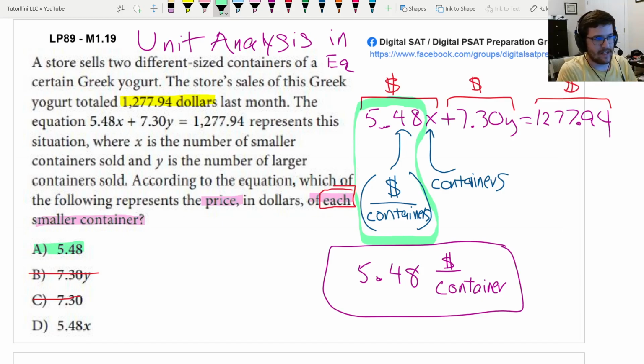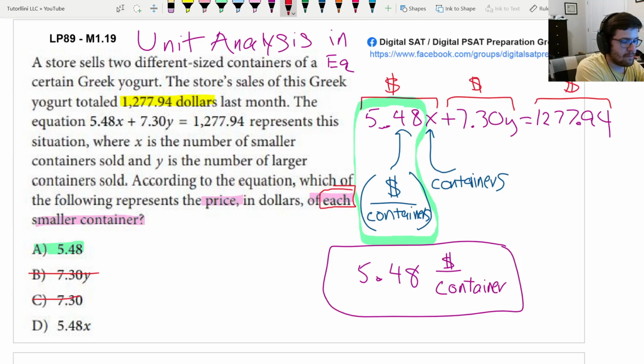So you see, there's like 6 different things they could have asked you about in this question. They could have asked you about this guy. They could have asked you about this guy. They could have asked you about this guy. And then they could have asked you about any of the pieces. So 5.48, X, 7.30, Y. So make sure you understand what all those are.